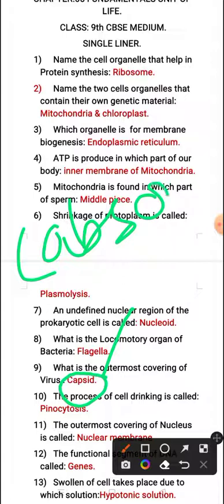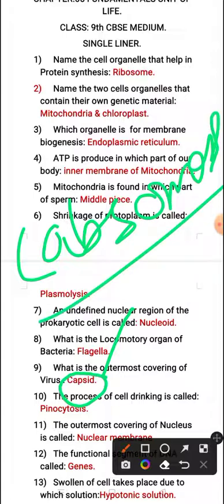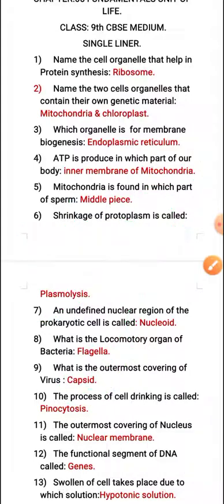Capsomers. The capsomers are the unit of capsid. The outermost covering of a virus is called the capsid. The capsid is made up of small capsomers. Clear? This is a high level question, 10th level given.